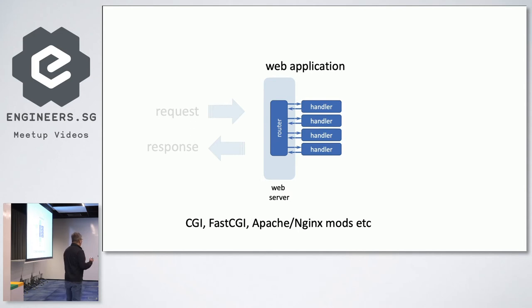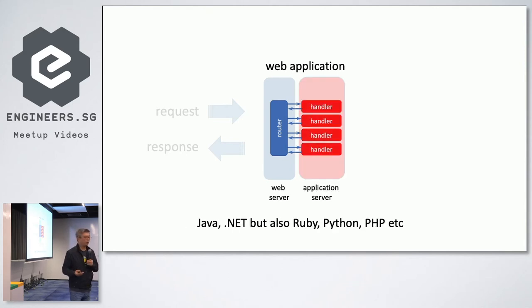This is one particular way of doing web applications, and this is the way that CGI, FastCGI, Apache, and Nginx modules do it. The router becomes your web server, so your web server is a router, and then it routes to different handlers. These handlers could be applications sitting on the same server, and they are started up or have already been started. They process the request and return it. But the more common model today is the application server model.